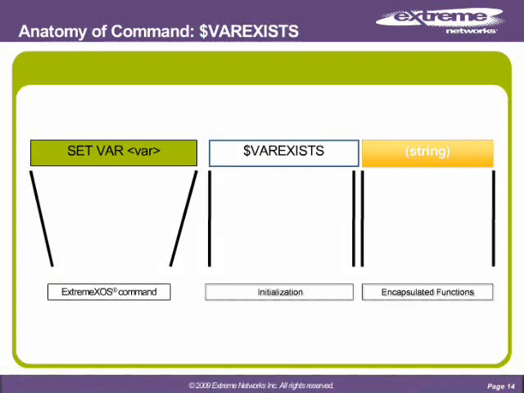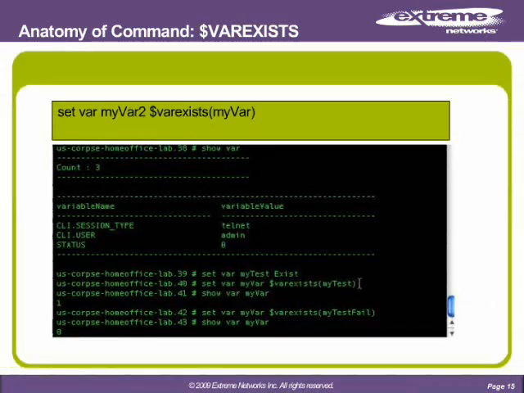The variable exists function: we are setting a var to variable name, invoking the variable exists function, or var exists, and passing it a variable. This tells ExtremeXOS to examine if a variable exists. Here we have captured output of the var exists function. We're setting var to myvar2, and we're asking ExtremeXOS if myvar exists. And we've captured the output here.